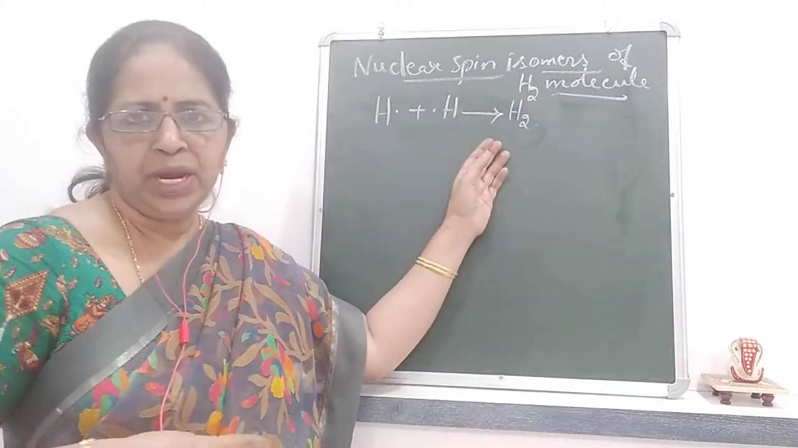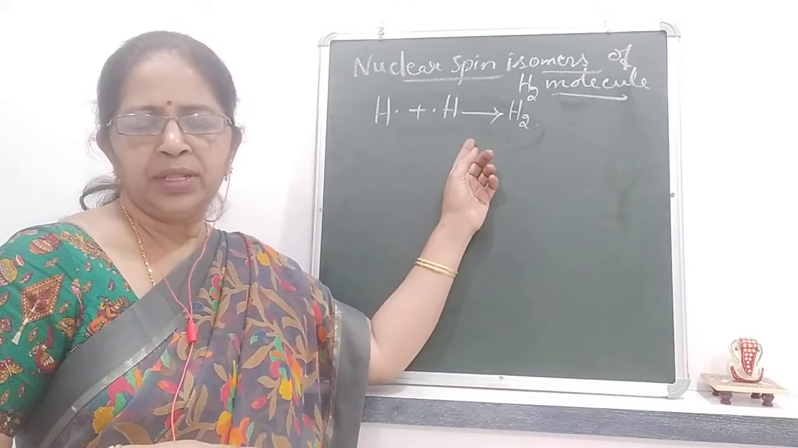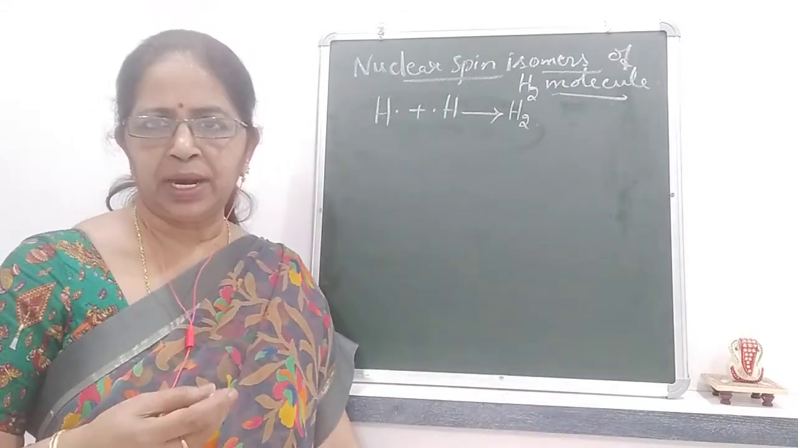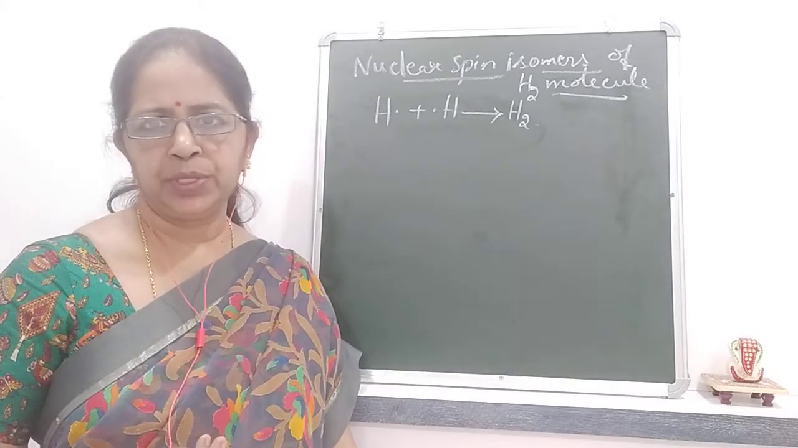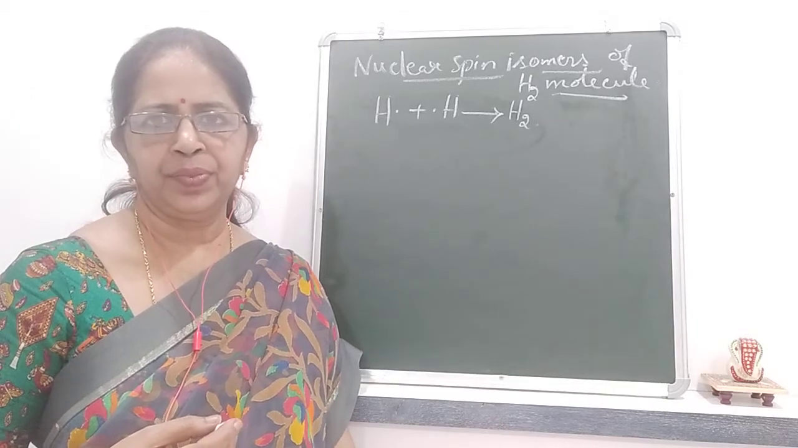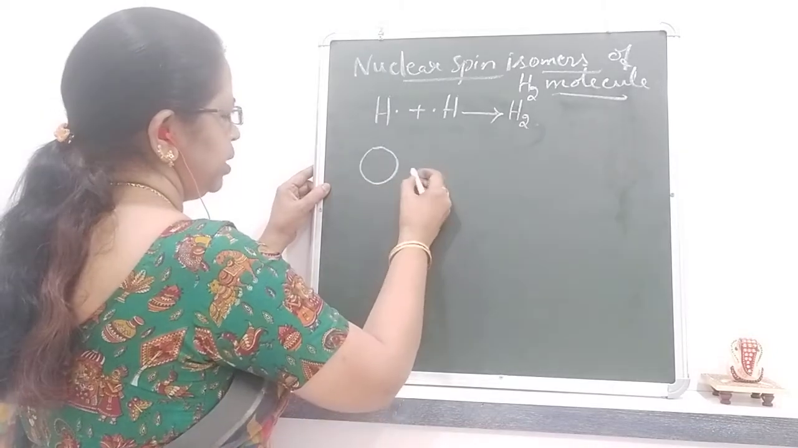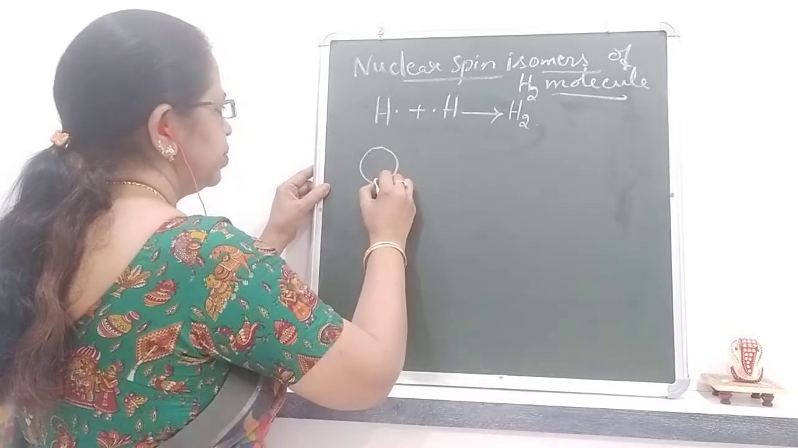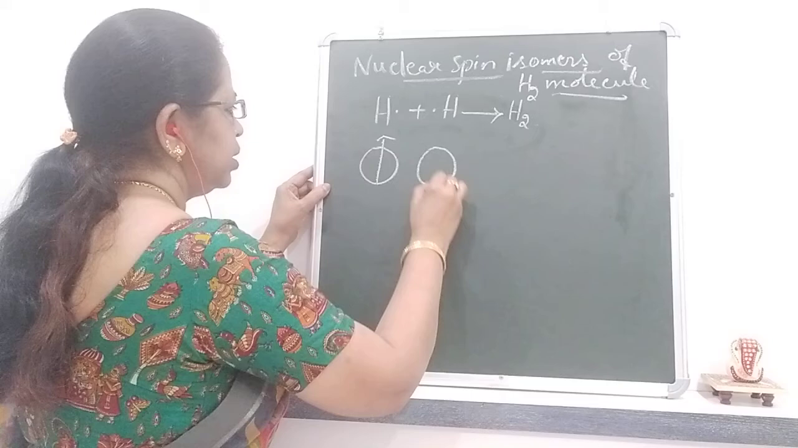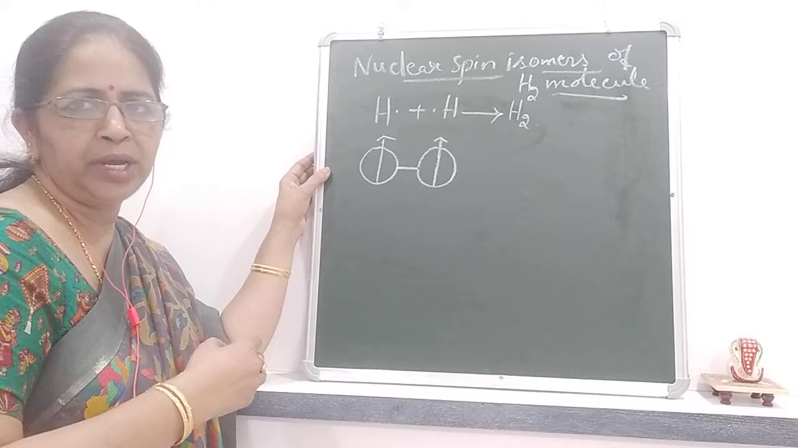Depending upon the alignment of the nuclear spins of these two nuclei, this alignment may be in the same direction, which is called parallel alignment, or in the opposite direction, which is known as anti-parallel alignment. If the nuclear spins are in parallel alignment, one nucleus is spinning upward and another nucleus is also spinning upward, joined by a single sigma bond.